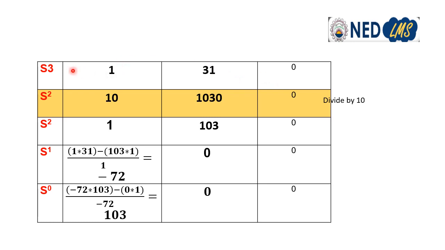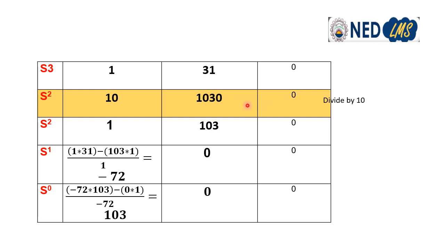So the coefficient of s cube is 1 and the alternate coefficient is 31, and then there is no other coefficient, so we have put a 0 here. The coefficient of s square is 10 and the alternate coefficient is 1030, and there is no term of alternate power available in this equation, so we have put a 0 here.